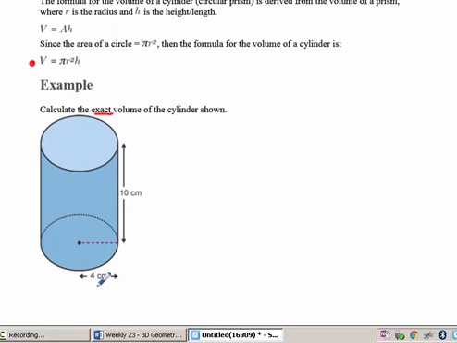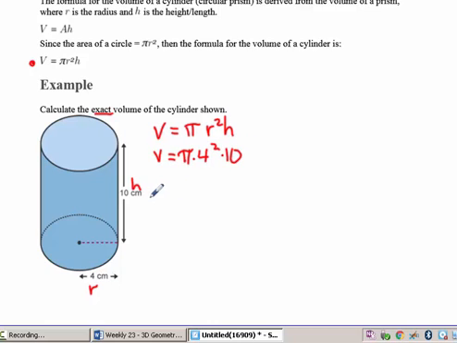We have a few pieces of info. Right here we have the radius. Right here we have the height. And what happens here is just substitute the values into the formula. So we know volume equals pi r squared h, which we will substitute in the radius of 4, so it's pi times 4 squared, times the height, which is 10.